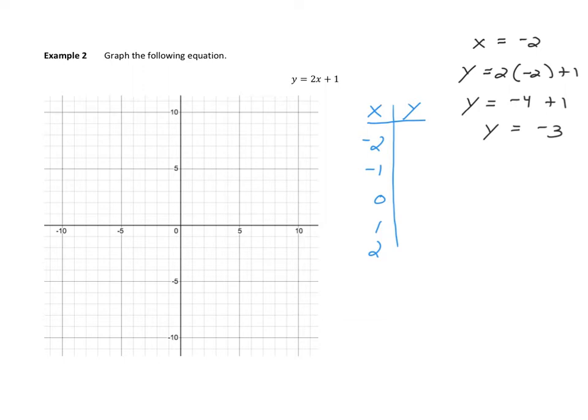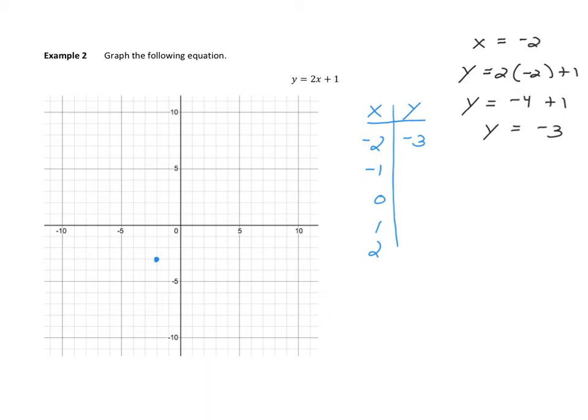This means when x is equal to -2, y is equal to -3, so if we go to the origin, we go 2 to the left, we go down 3, and that's the corresponding point on this graph. So I will plot that here.